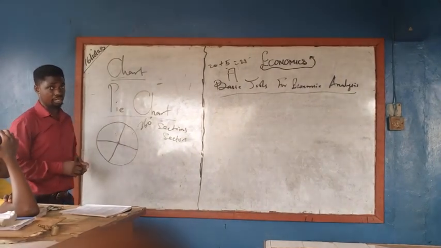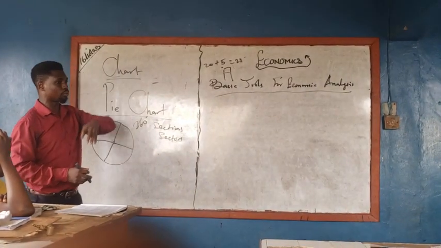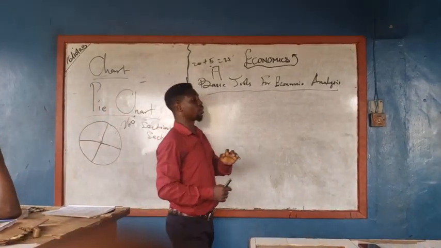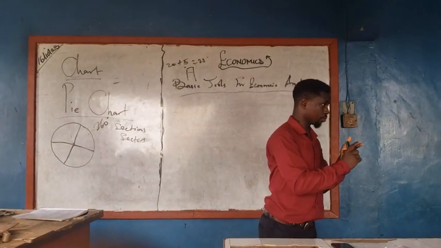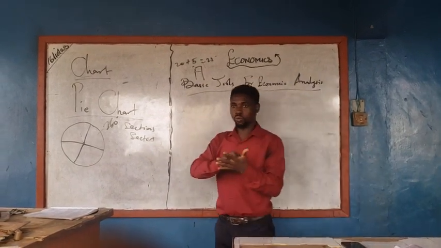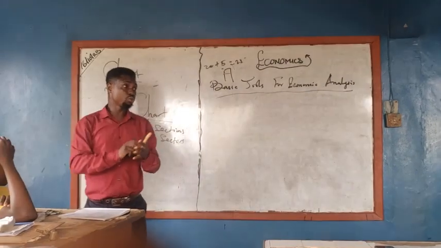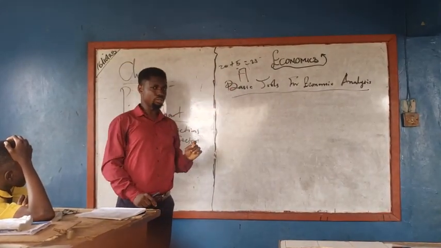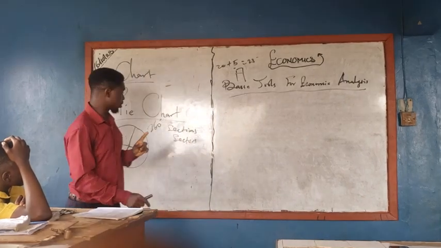Do you understand? Yes. That's why I say pie chart is a circle, which interprets our data in form of a diagram called a circle. And we interpret that circle with the sections given to us, so the sections represent the information. Do you understand? Any question on that?